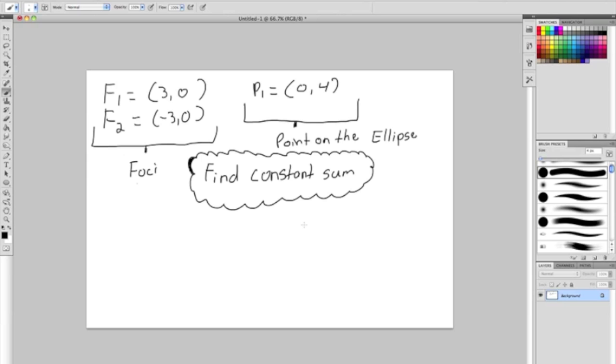Hello guys, today I'm going to be covering chapter 10 section 3, ellipses. The first thing I'm going to cover is if you're given two foci and one point on the ellipse and you're trying to find the constant sum. The way you would do this is you would put it into this formula.